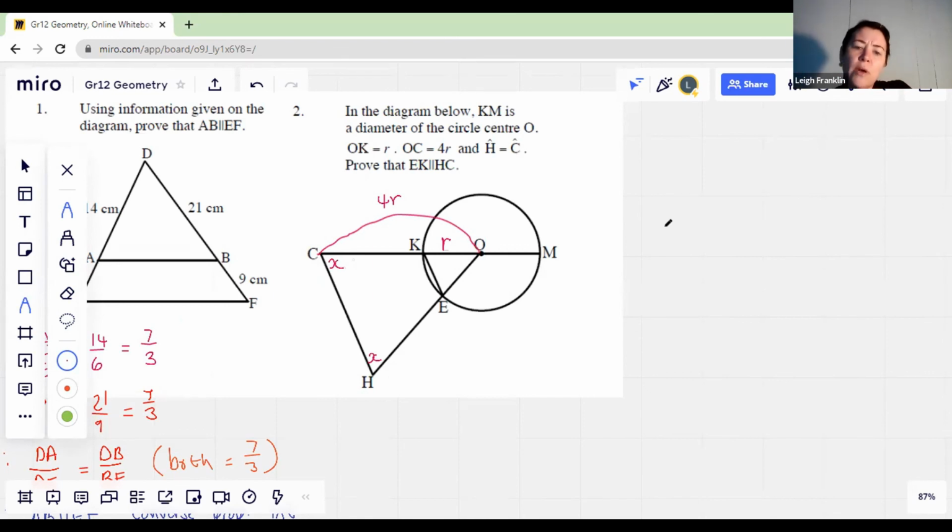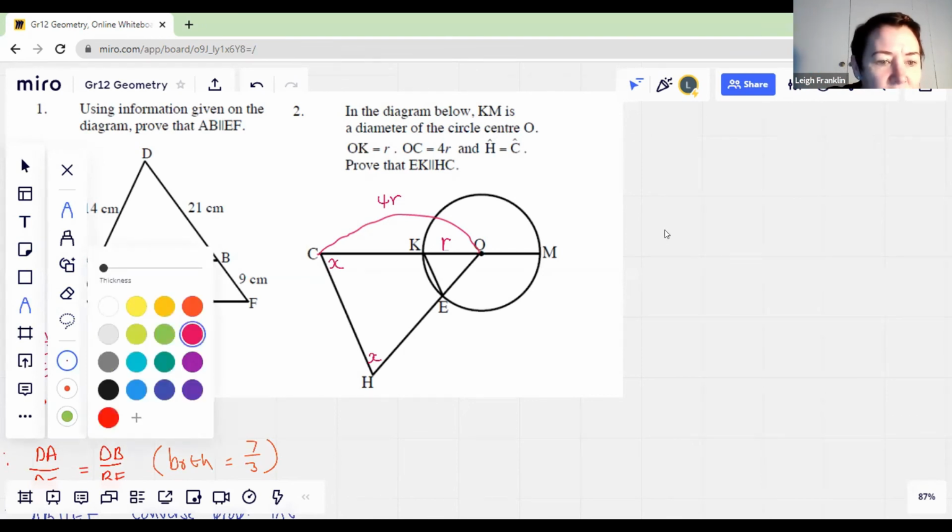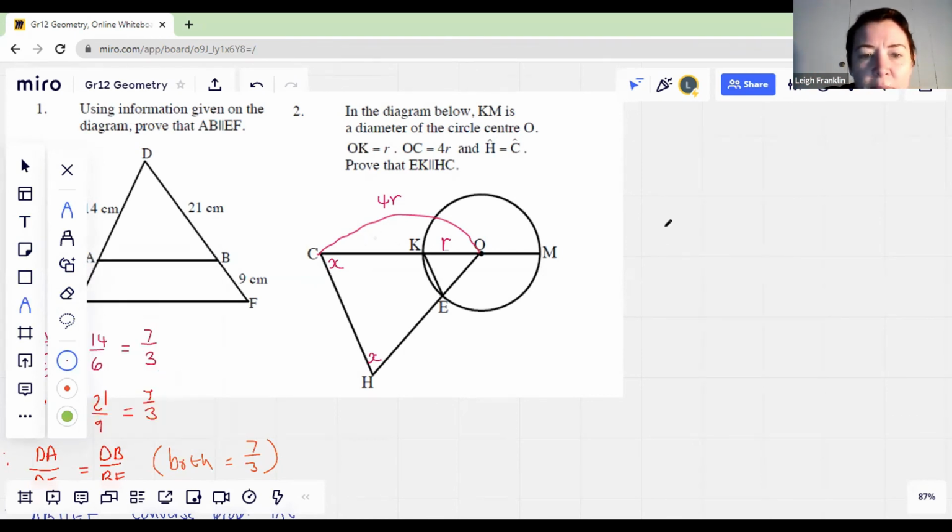Okay, so before I go on any further, based on the information that's been given to us, we need to make some deductions. So if OK is R and if OC is 4R, then what are you deducing or concluding? What are they saying but not saying? CK is 4R minus R, which is 3R. Exactly. So they are telling us, without telling us, that CK, I beg your pardon, has to be 3R. Okay, good.